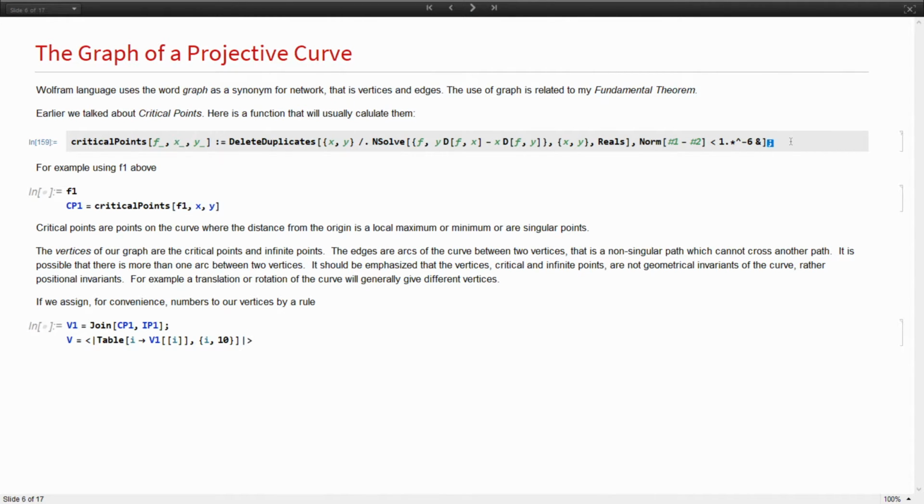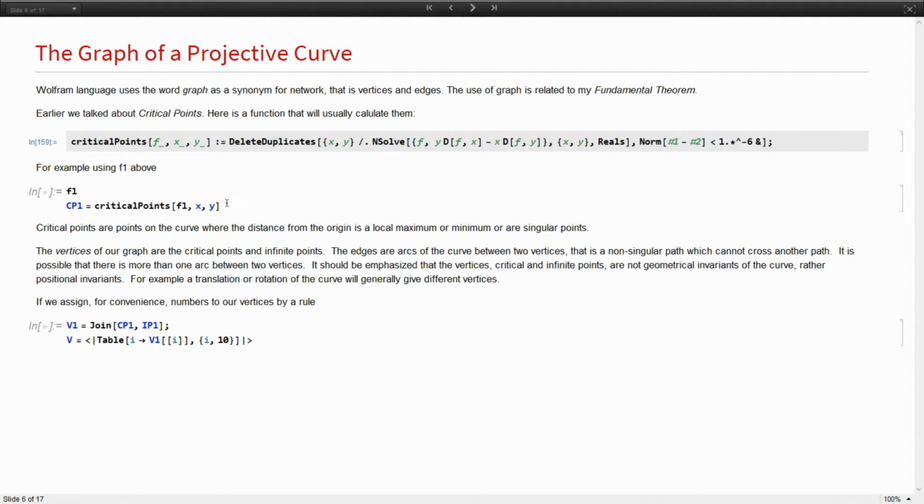Okay, let's try this again. I have a little general program which finds what I call critical points. What I really want to do with this polynomial f1 is see what the graph looks like. That's my main goal. Basically, what I'm going to do in this talk is give you 4 ways in which we can look at what this curve looks like once we also add the infinite points.